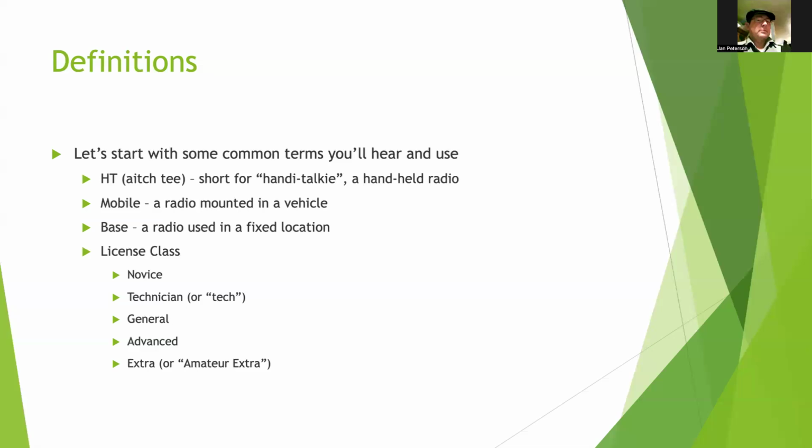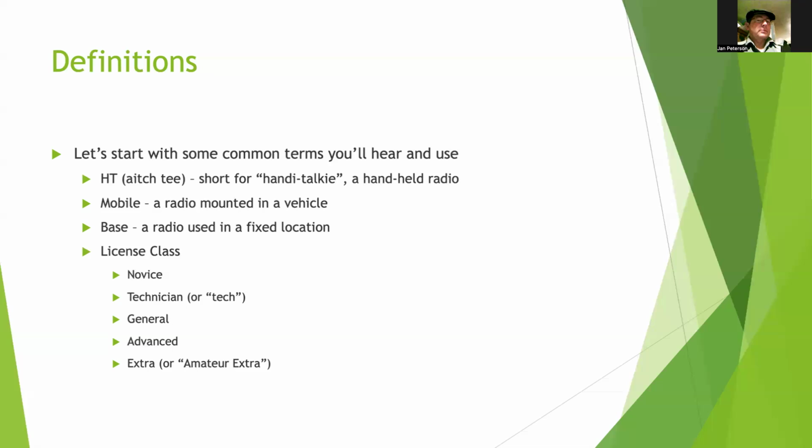So a mobile radio is a radio that's mounted in a vehicle. That's really its only distinguishing characteristic: it's in a vehicle, and vehicles can move. So it's a mobile radio. The corollary to that, of course, is the base radio, which is a radio that's used in a fixed location. Now, you may find that the exact same radio can be used as a mobile or as a base. And in fact, your handy-talkie could be used as a mobile or as a base, depending on how you have it hooked up and what you're doing with it.